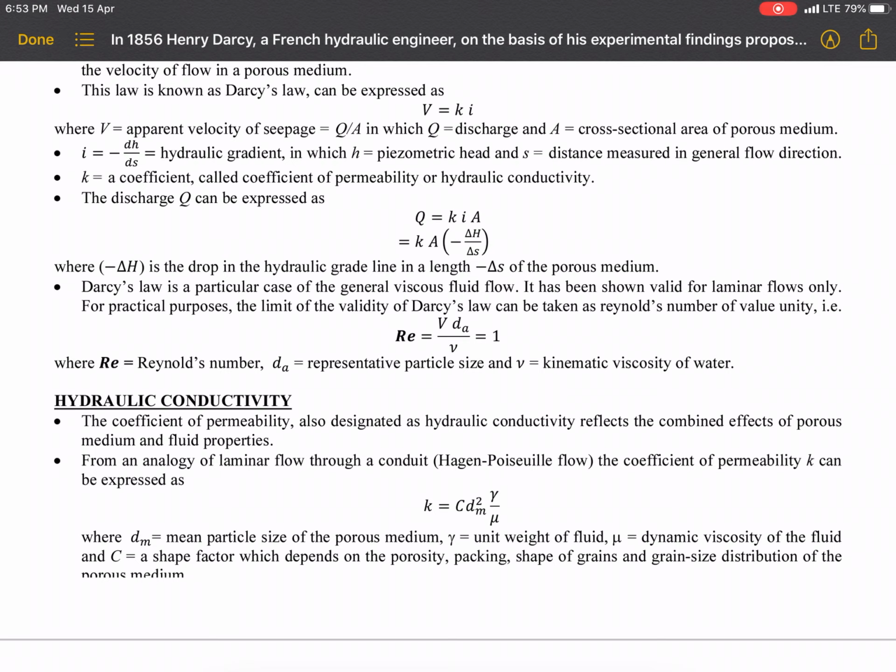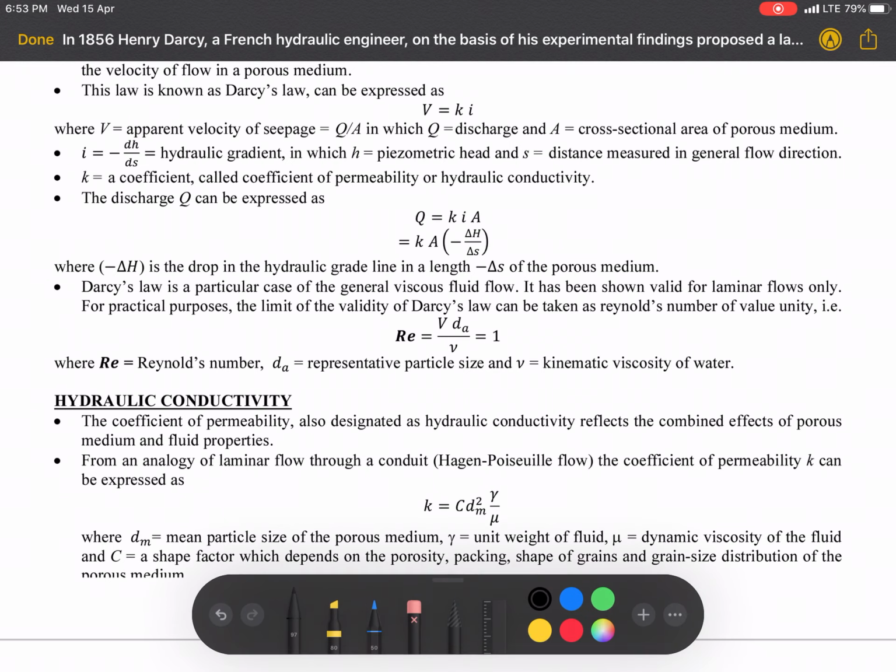You might have learned in fluid mechanics the Hagen-Poiseuille equation. In analogy to that equation, we can derive this equation for K, the hydraulic conductivity. It is not very complex. You can directly check the Hagen-Poiseuille equation and you will get to know what these terms are. The terms will be changed here because that is for pipe flow, and this is for porous medium. So dm will be the mean particle size of the porous medium.